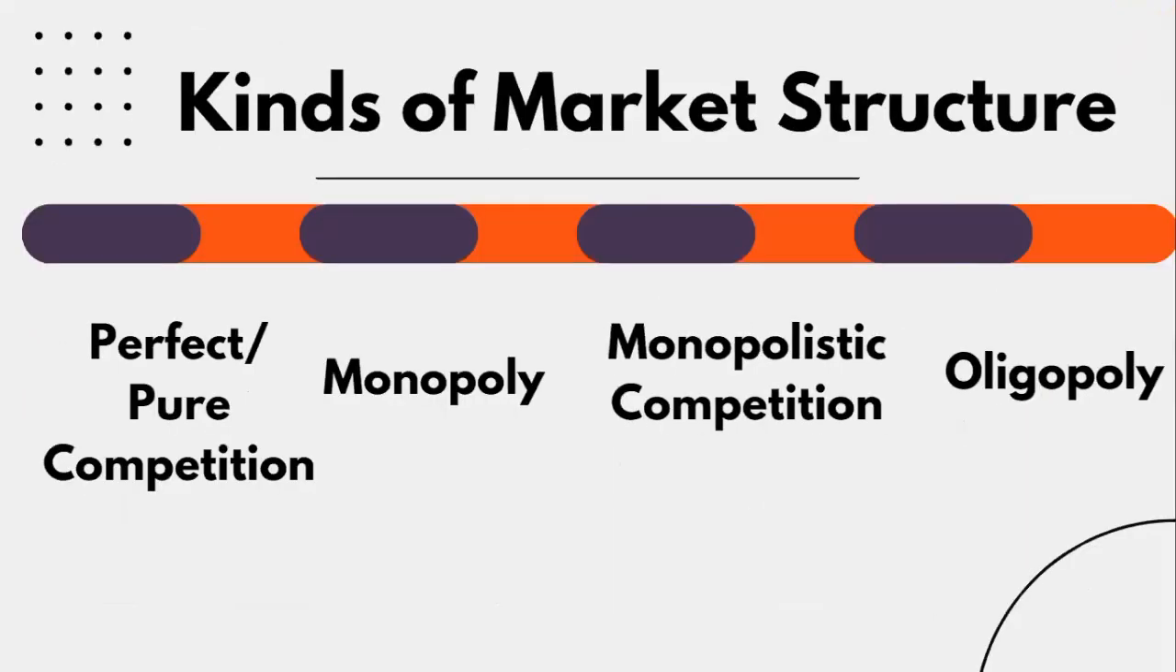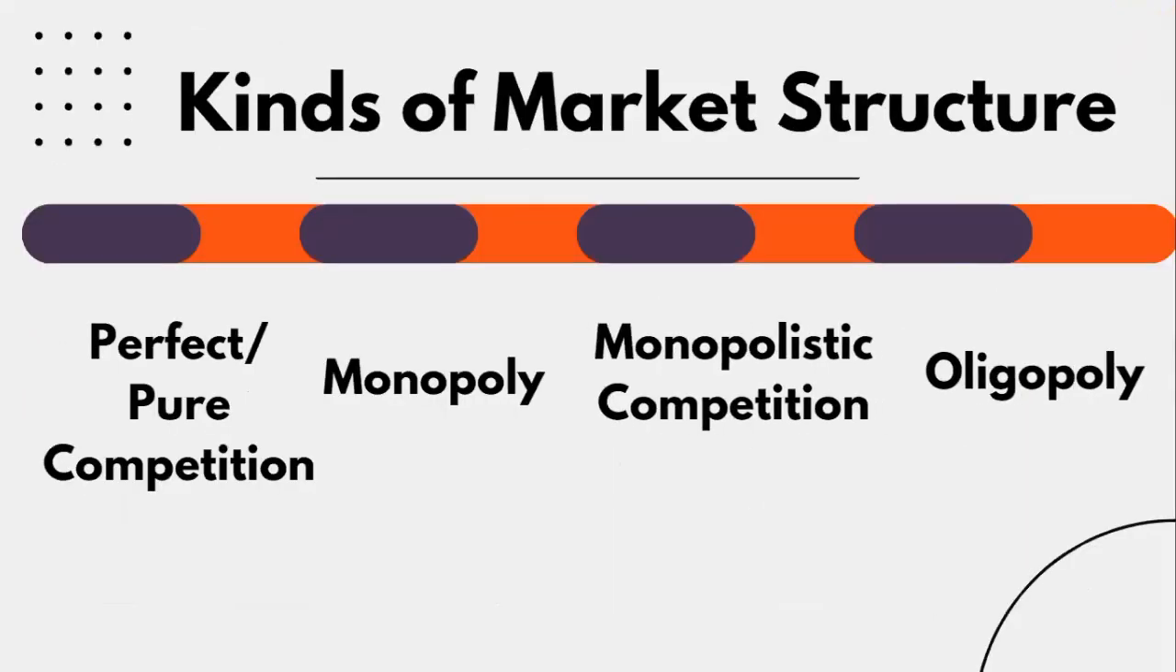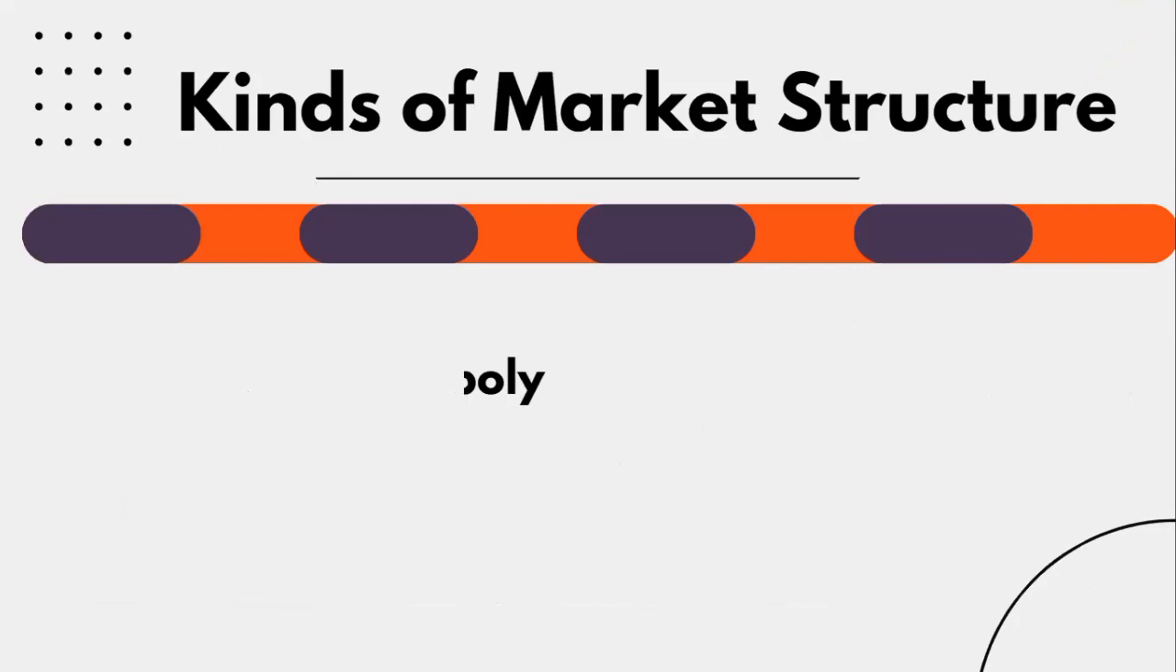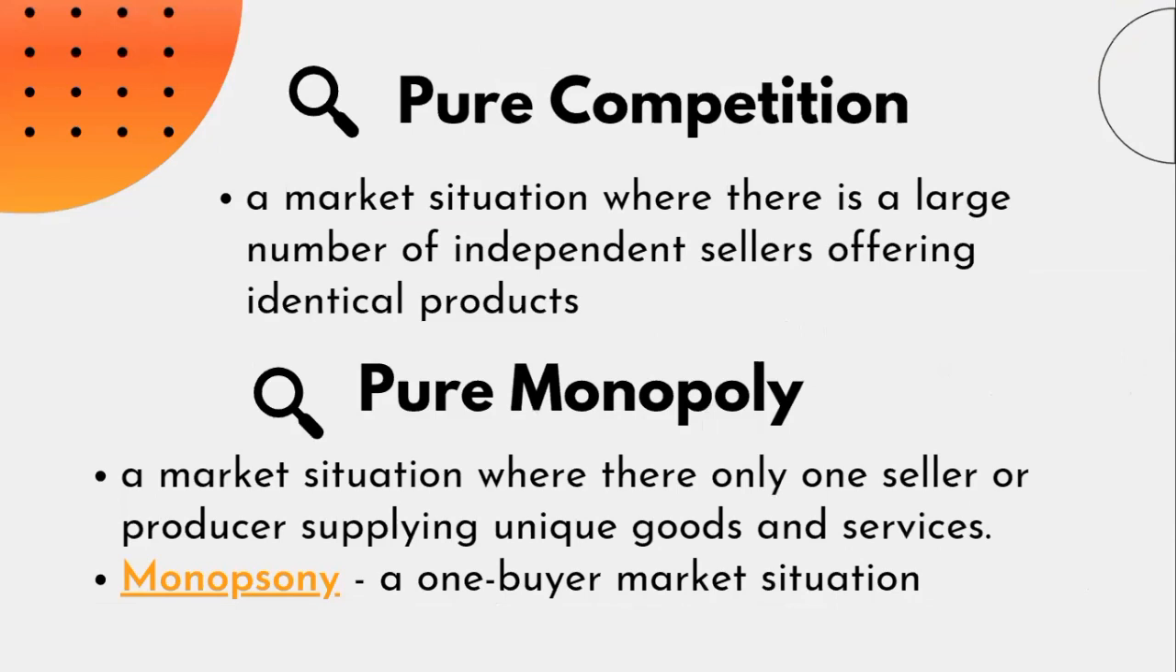Now, let's take a look at the kinds of market structure. We have four. First, we have the perfect or pure competition. Second, we have the monopoly. Third, we have the monopolistic competition. And fourth, we have the oligopoly. Now, let's define them one by one.